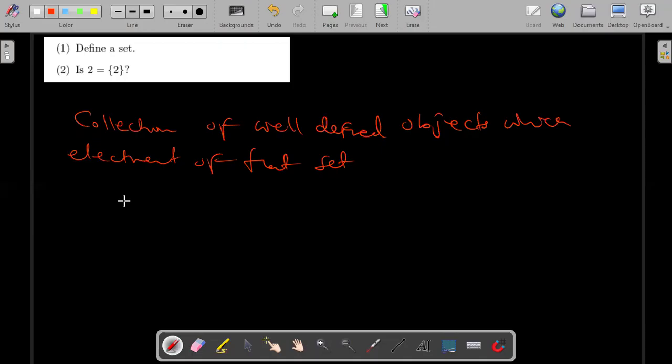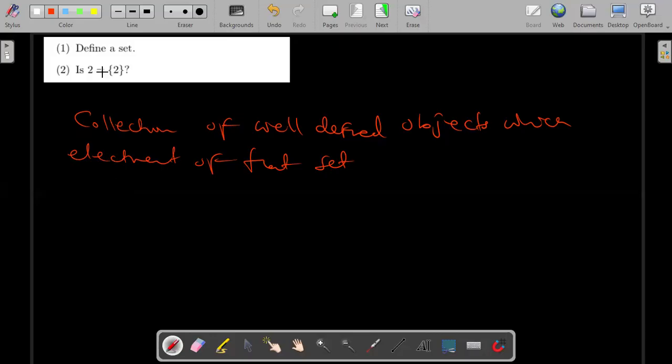So it must be well defined. If we're talking of numbers, it must be a set of numbers. If we were talking about a set of fruits, it must be a set of fruits. There must not be any ambiguity in how your set is defined. I must be easily able to identify that my set contains these elements, my set contains such members.